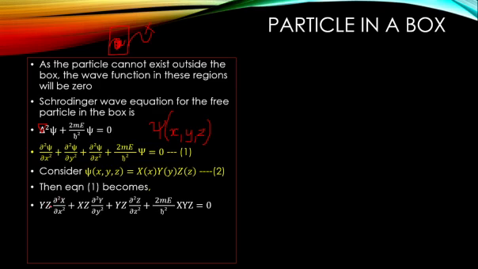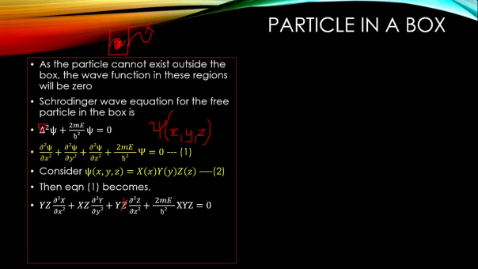So for the first term, you'll have capital Y and capital Z as constants, and the remaining is ∂²/∂x² of X. Plus, similarly for the second term, it would be capital X and capital Z that are constant, since we have a variation with respect to y alone. So the wave function could be written as ∂²Y/∂y² plus, with Y and Z being the wave functions in the y and z directions, ∂²Z/∂z².